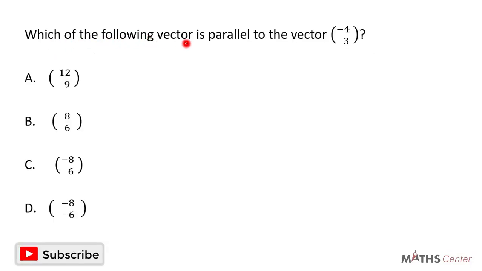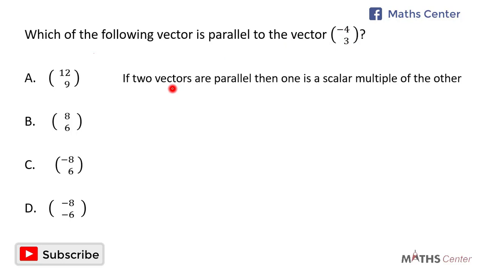Which of the following vectors is parallel to the vector (-4, 3)? This is a multiple choice question, and so we will solve the question, and after that we will pick the correct option. We are looking for the vector that is parallel to the vector (-4, 3). If two vectors are parallel to each other, then one is a scalar multiple of the other.